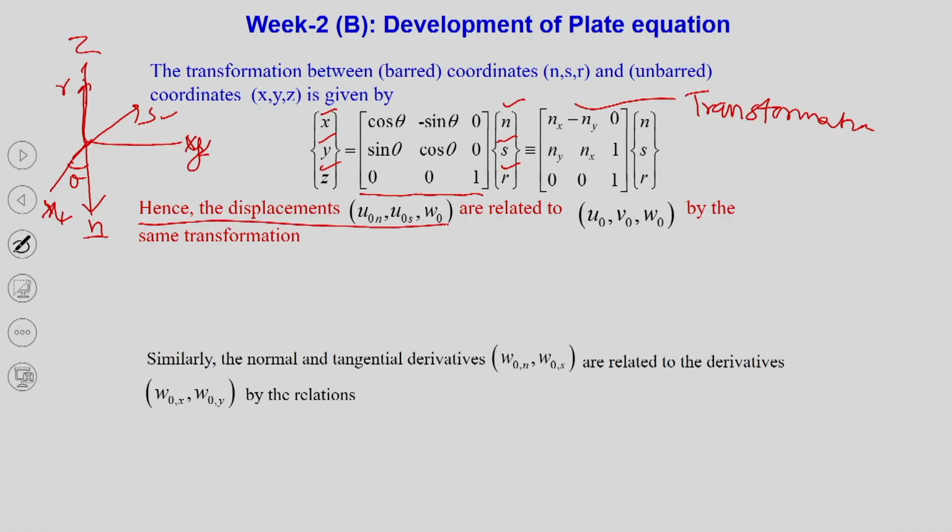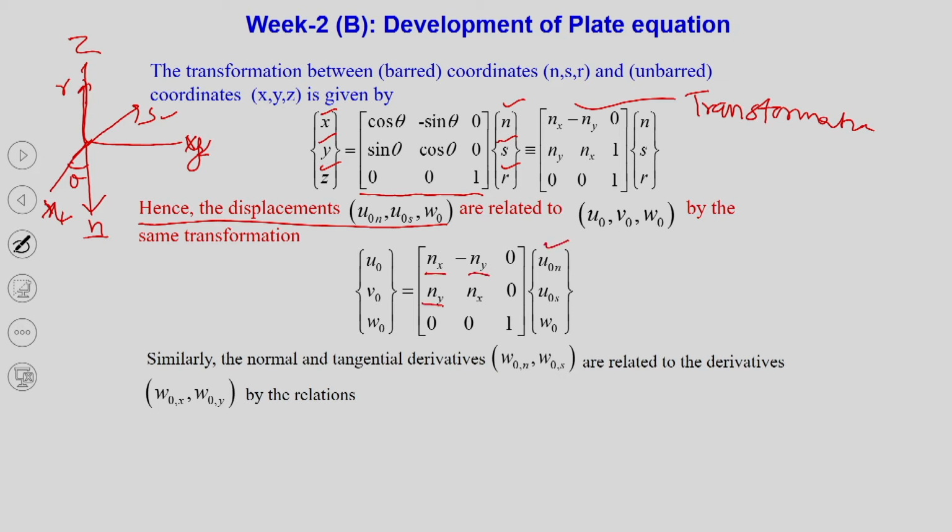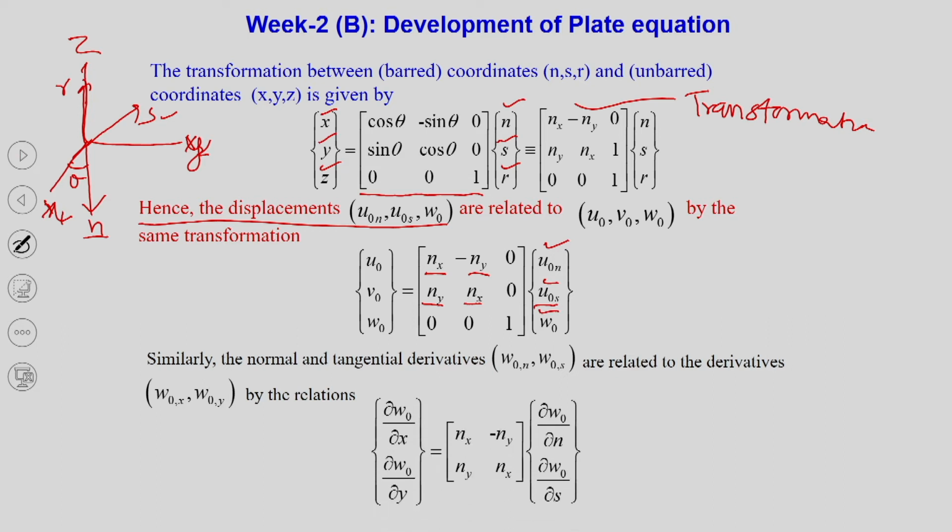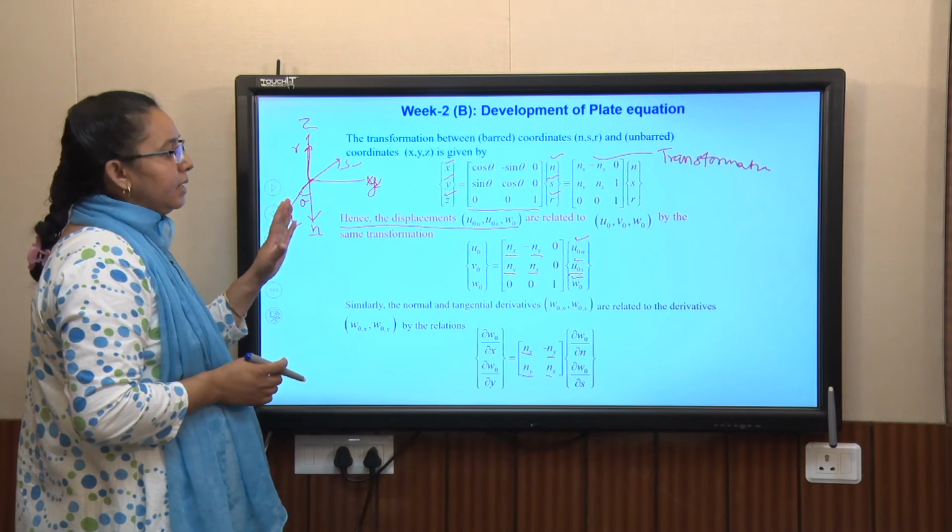So, the displacements u naught, v naught, w naught can be written in terms of u0 n, u0 s, and w is w naught since it is rotating about the third axis, the z axis. Similarly, the derivatives w comma x, w comma y can be written like this, just a 2D matrix with w naught comma n and w naught comma s. This is the standard form.